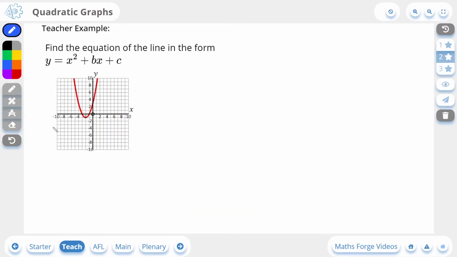Now let's do a 2-star example. Here we're being asked to find the equation of the line in the form of y equals x squared plus bx plus c. So how do we go about doing this? Well, we need to see a couple of things first. We need to see the roots of this equation. So we need to see where this graph cuts the x-axis. I can see that one of the roots is at x equals negative 1, and the other root is at x equals negative 3.